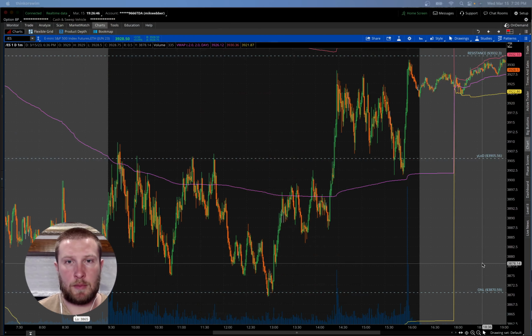Today is Wednesday, March 15th, and I wanted to go over my trades today for my Apex evaluation account. So, first, I kind of wanted to outline my plan going into the day, the levels I was looking at, and then how my trades actually played out in respect to those.